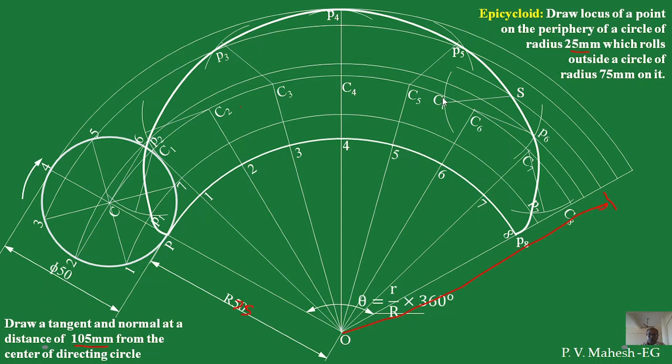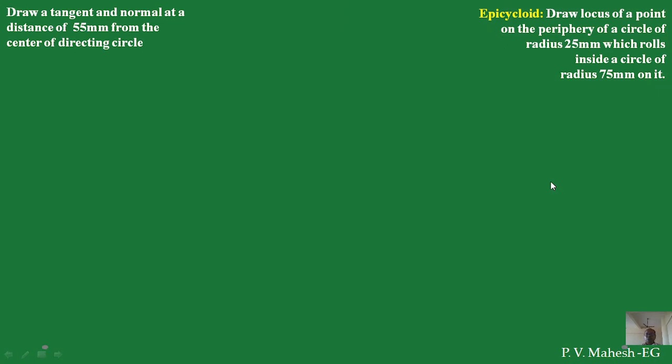If this point joins with O, it is the normal for the circle. That is why I am drawing this line. Now this normal cuts this directing circle at N. So SN is the normal and the line perpendicular to SN is the tangent. So this is about the epicycloid. Next we will see the hypocycloid.